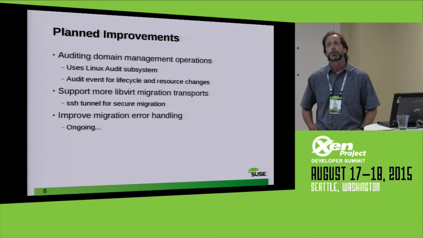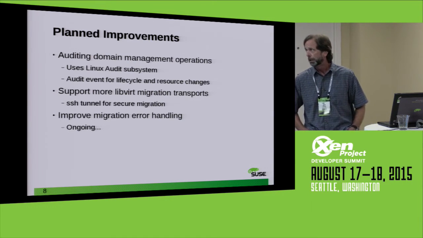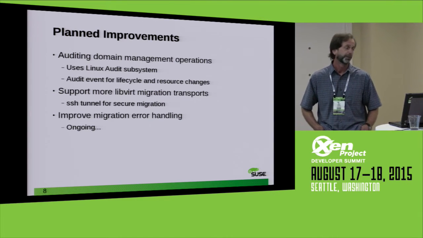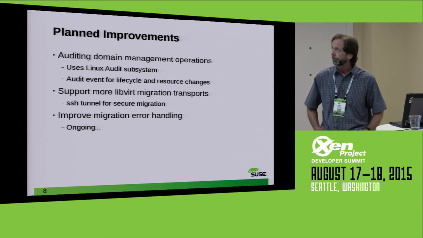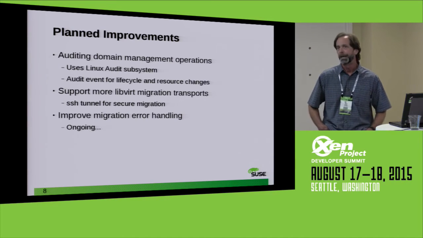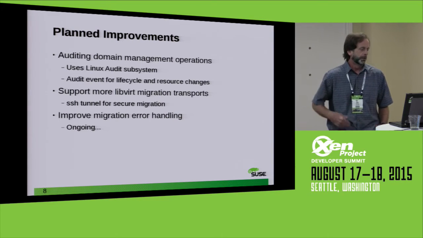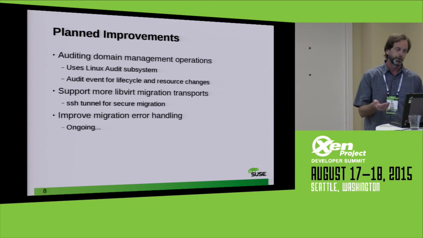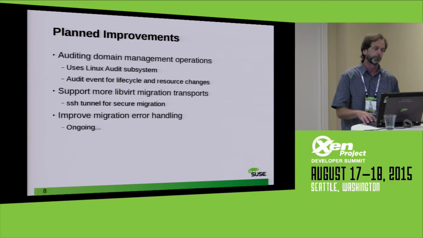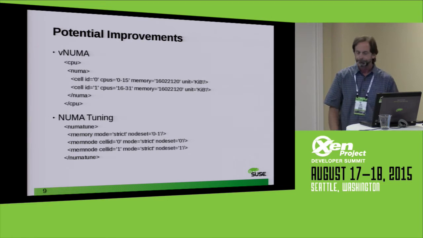Support for more migration transports. Right now, libvirt only supports migration via a clear migration channel. So there's some work there to use libvirt's SSH tunnel to tunnel the data between hosts, and ongoing work to improve migration error handling. This is a never-ending battle, really. So, these are things that we certainly need to be working on, and like I said, have bubbled to the top of my list, but no work's been started on these items yet.